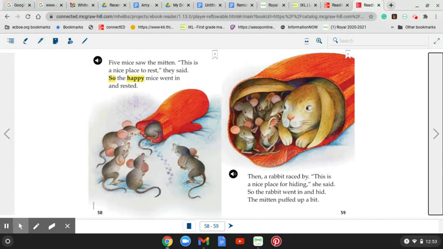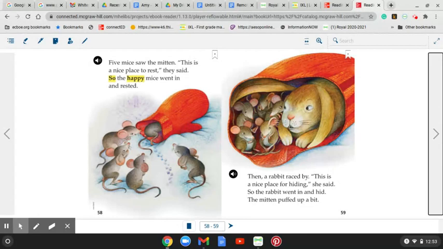Then a rabbit raced by. "This is a nice place for hiding," she said. So the rabbit went in and hid. The mitten puffed up a bit.